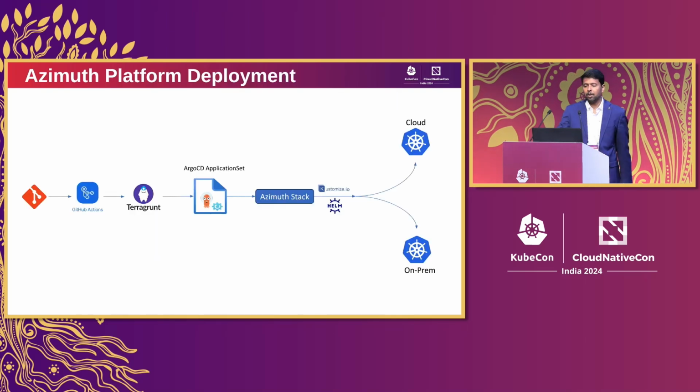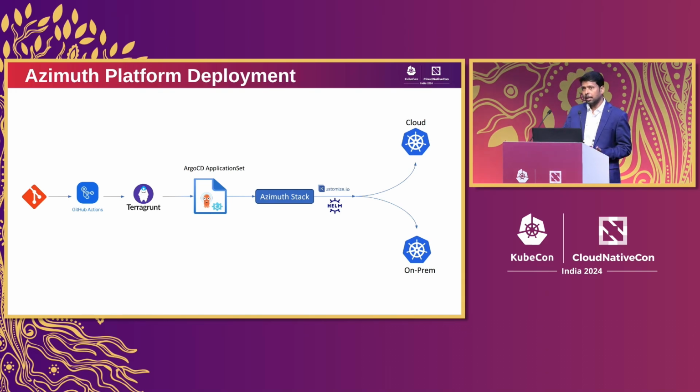Okay, how did we deploy the Azimuth platform? So we follow the GitOps principle. That is, whatever is in Git will be available in the Kubernetes cluster. So here, whenever a platform engineer changes something in GitHub, GitHub Actions will get triggered, and in the workflow, we use Terragrunt to deploy ArgoCD ApplicationSets.